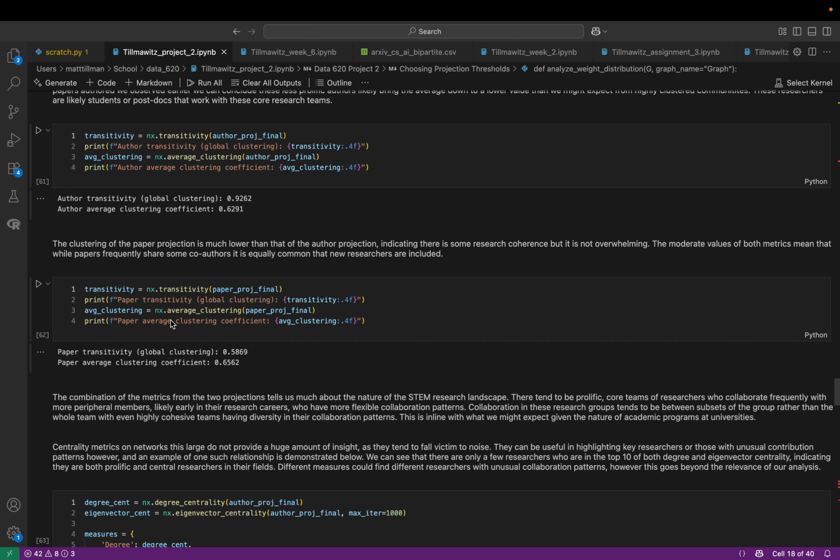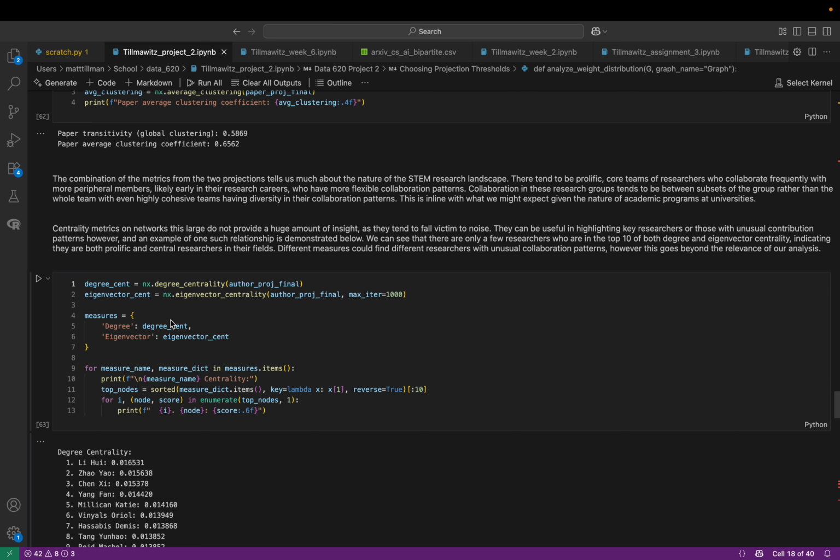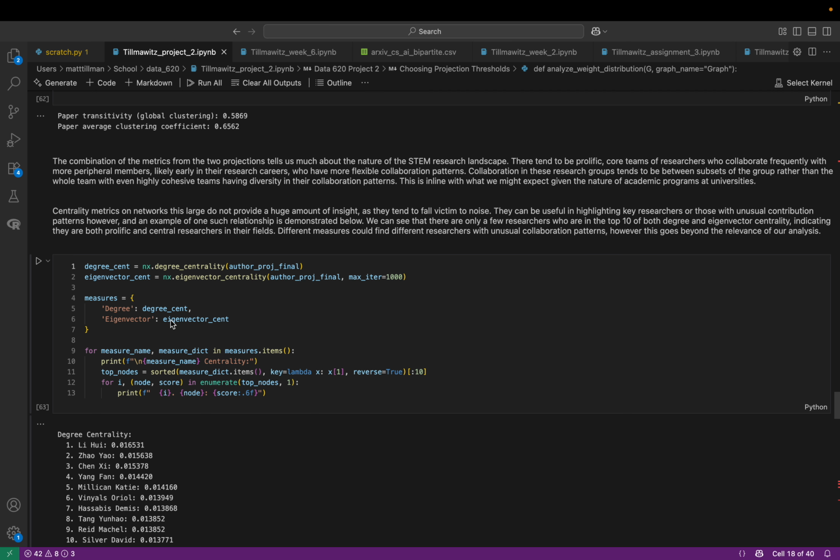For papers themselves, though, we see an interesting phenomenon where both the global clustering and the average clustering coefficient are relatively moderate. This means that while collaboration is common, it is generally not exclusive, meaning individuals will frequently collaborate with others, but include new collaborators in their research. This is kind of in line with what we would expect from the research landscape, where there are many PhD students as well as postdocs who may not continue on into academia, but are still collaborating and working under these highly influential, highly productive research heads.